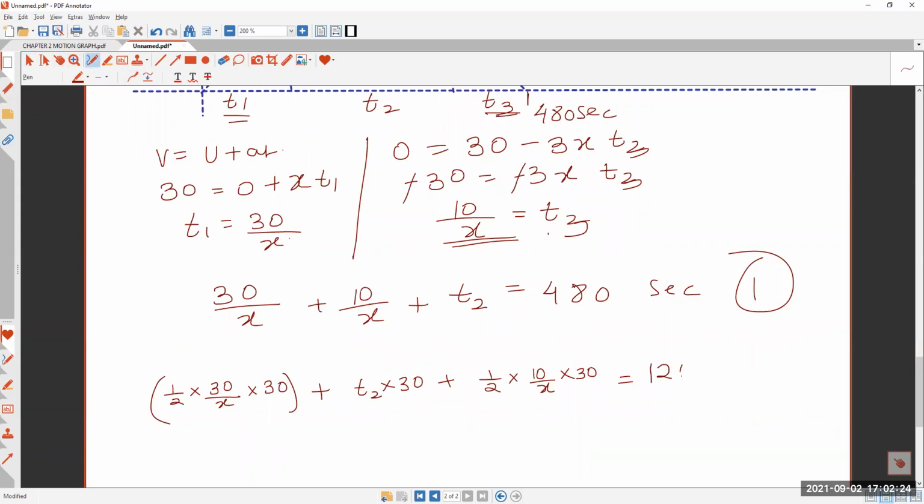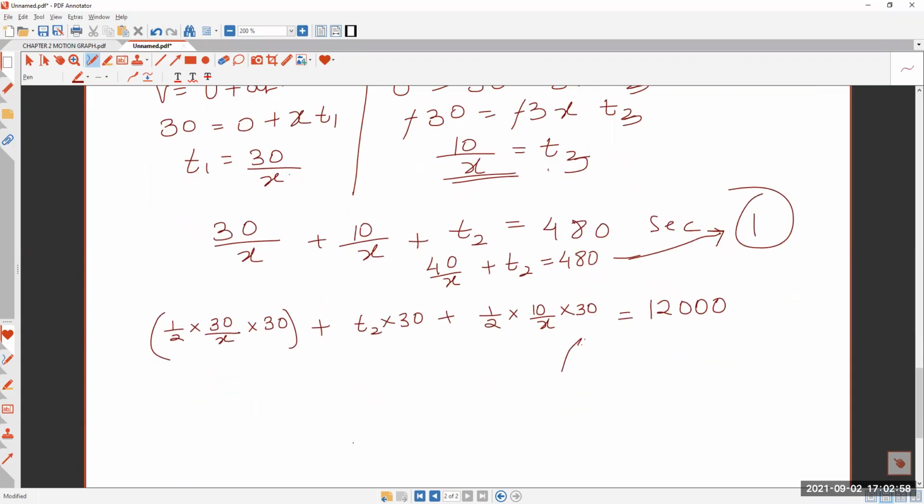It equals 12000. Has everyone understood this much? Why 12000? They said the total distance traveled is 12 kilometer. Everyone understand this much, tell me online. This is your time equation. If I simplify the time equation, it is going to be 40 by x plus t2 equal to 480. This is my equation number 1.